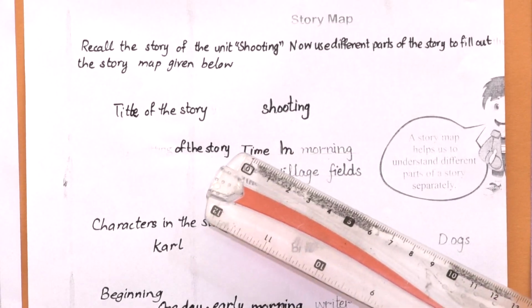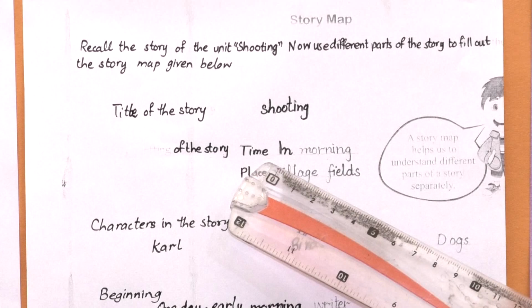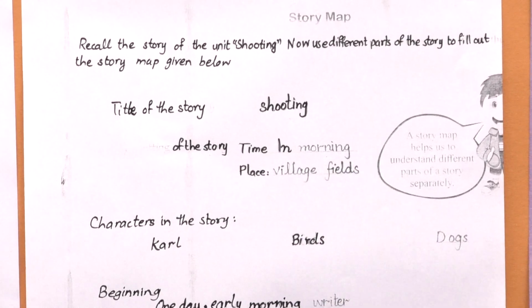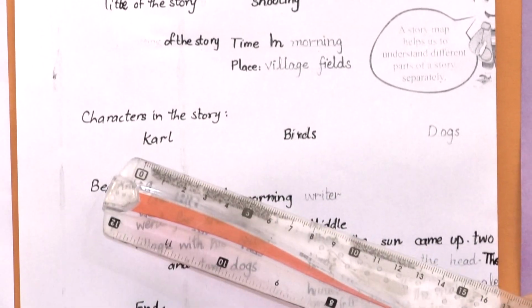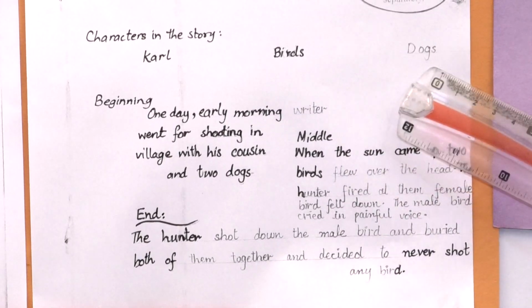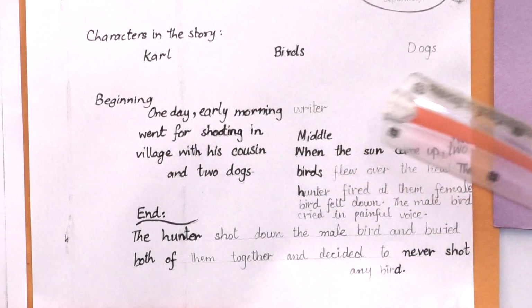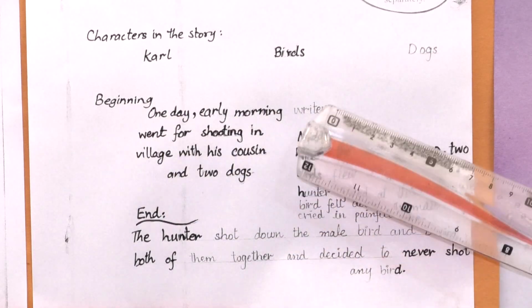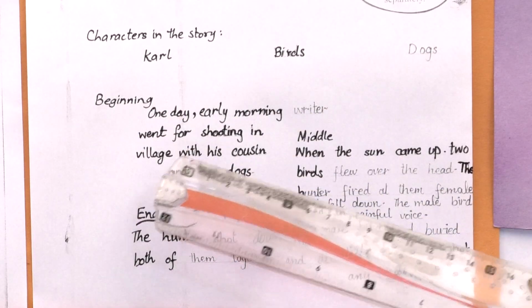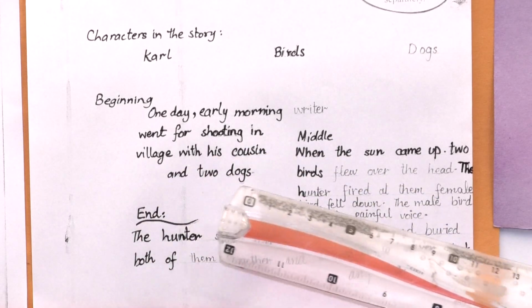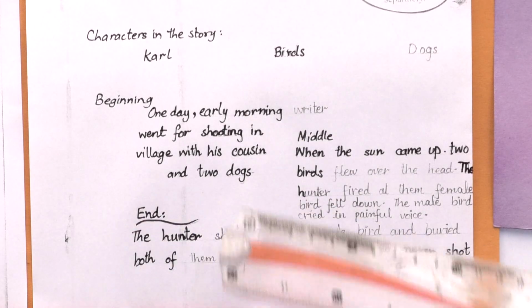First, the title of the story is Shooting. The time which is used in it is morning and the place is village and fields. Characters: Carl, birds and dogs. These are the characters in the story. Now the beginning. One day early morning, the writer went for a shooting in the village with his cousin and the 2 dogs. This is the beginning.